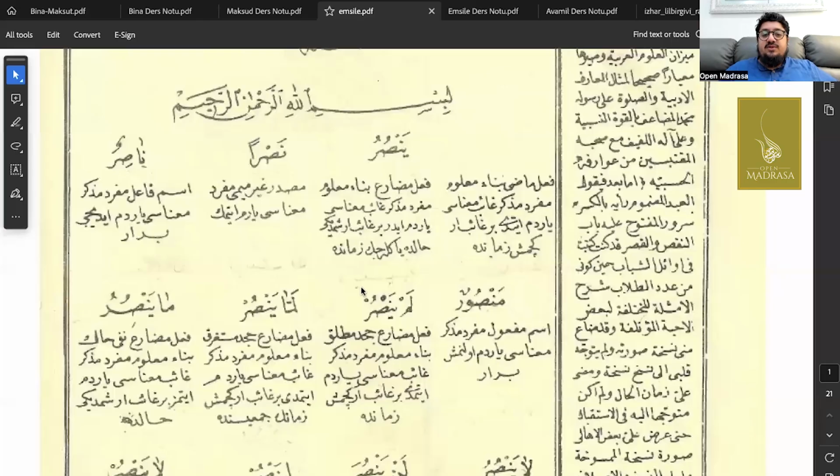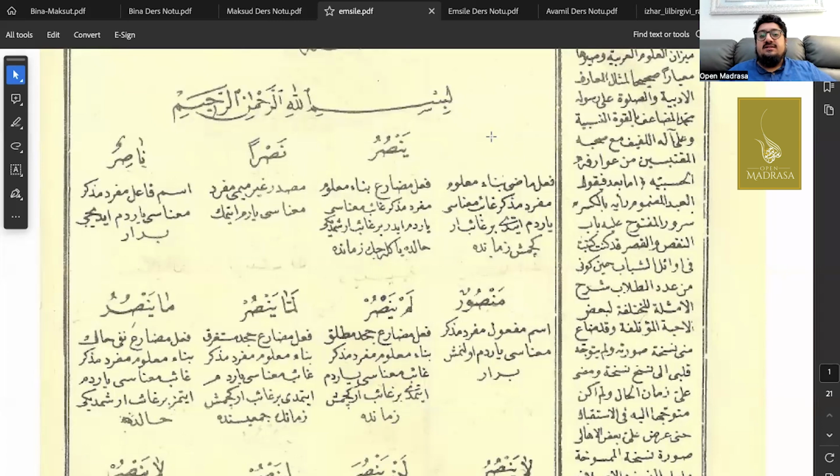So, for example, if I was to share with you the Amthila, the original Amthila, which is in Ottoman Turkish, you can see here. So this is the original Amthila. Nasara has gone missing here. Now, in the subcontinent, for those of you that may have studied Sarf in the subcontinental tradition, you memorize this, what we call Sarf-e Saghir.